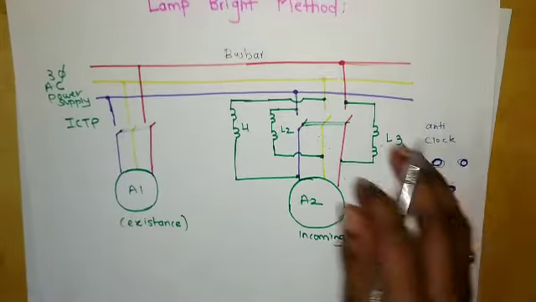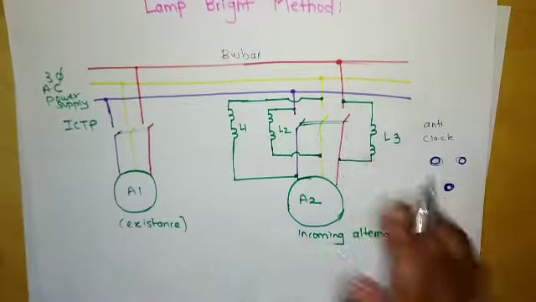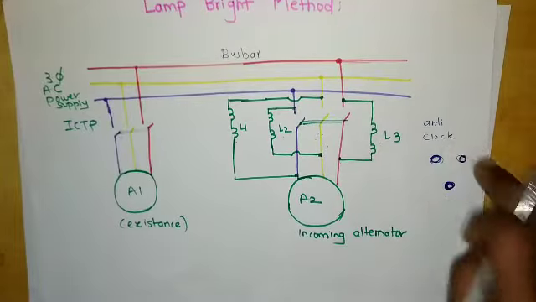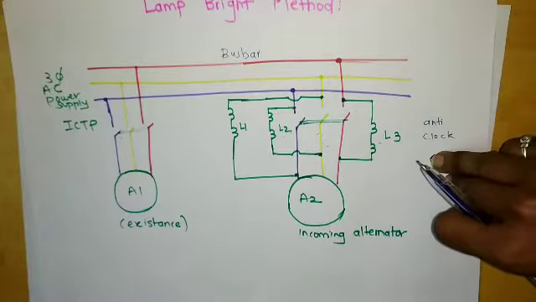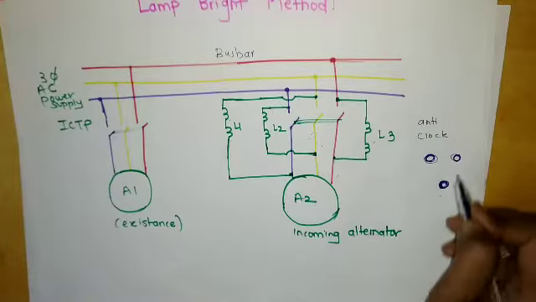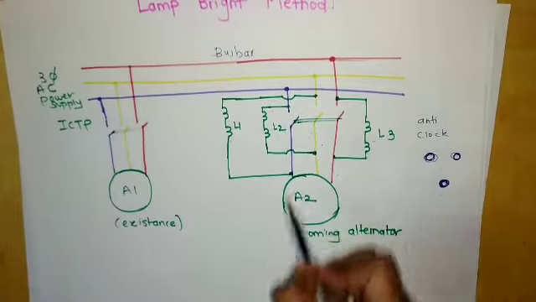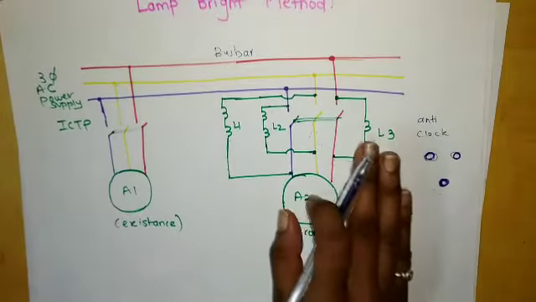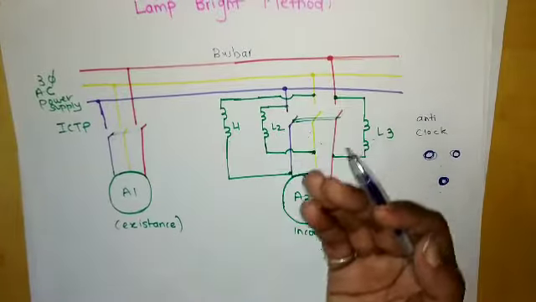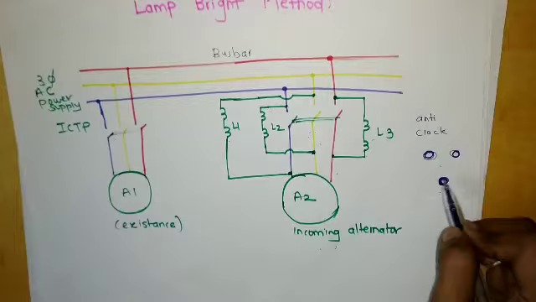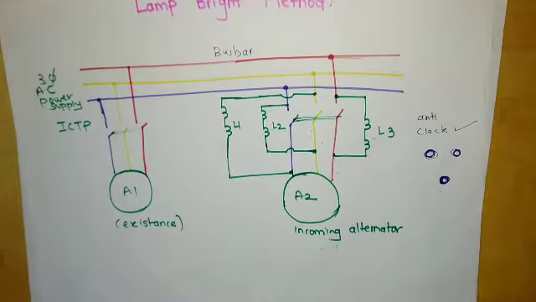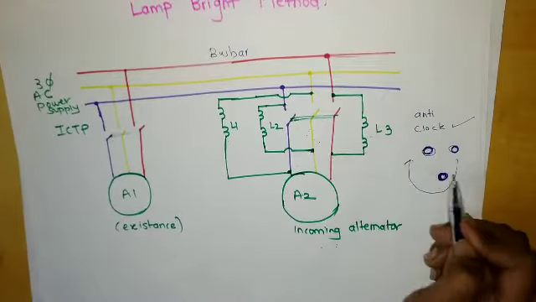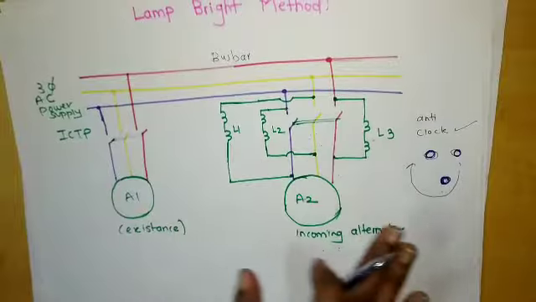If the incoming machine is slow, then the lamp seems to travel in the anti-clockwise direction. That means if these two lamps are bright, then this will be dark. Now these two lamps will be bright and this will be dark. So it will travel anti-clockwise when the speed is slow. If the incoming machine is fast, then it will travel clockwise. That means if these two are bright, this is dark, these two are bright, this is dark, it will travel in this way. So this is about the lamp bright method.